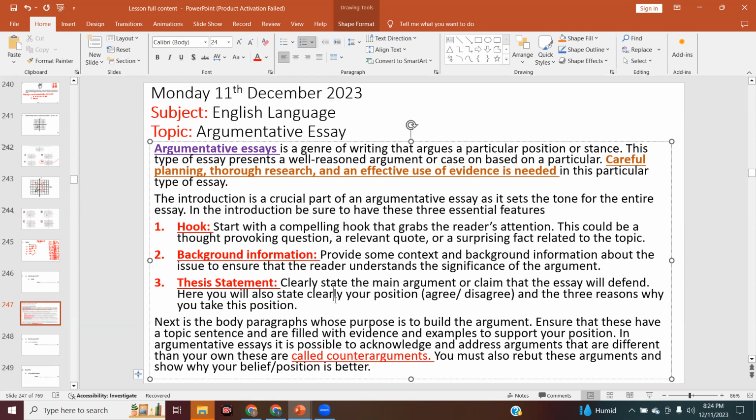Try to use statistics. Try to use examples and anecdotes, even expert opinions if you can find them. This helps to add depth and credibility to your essay. Whatever you do, make sure you proofread and edit. Take the time to revise and edit your work, because if you edit and revise, it lessens the amount of grammatical errors.